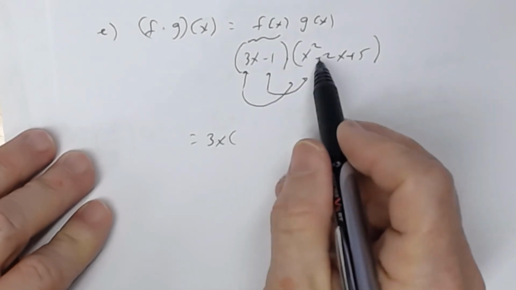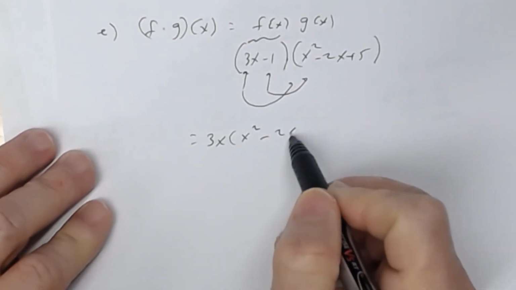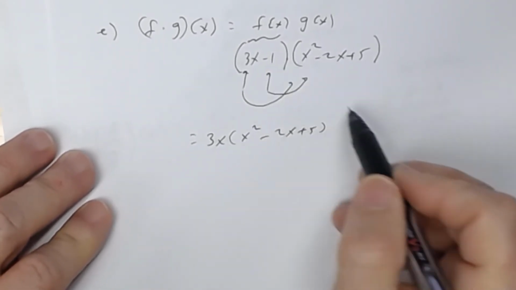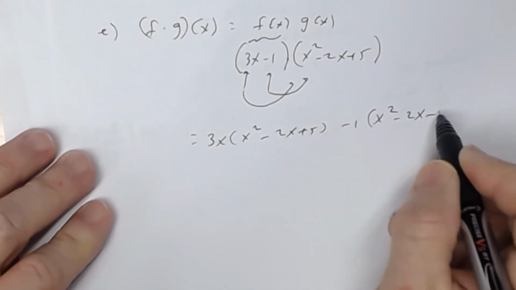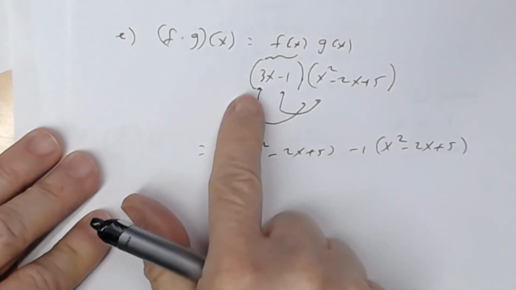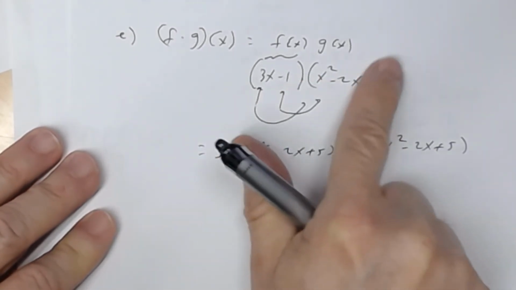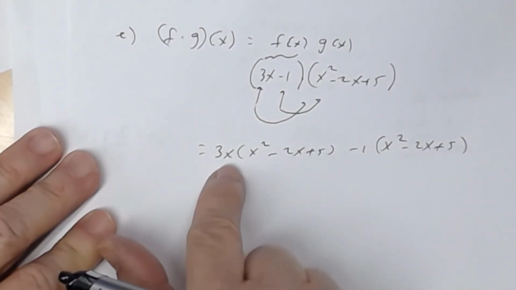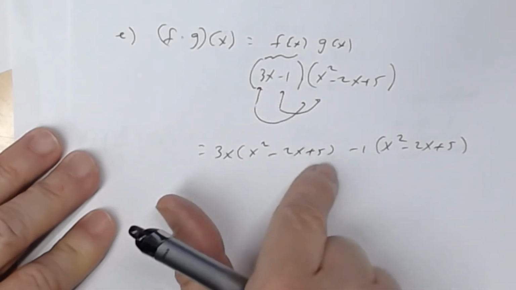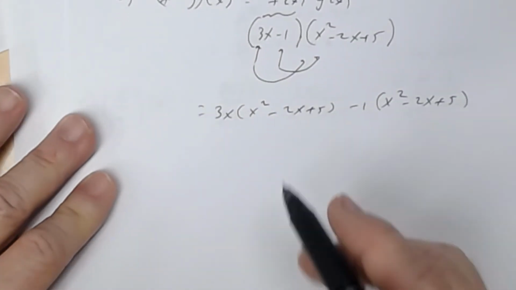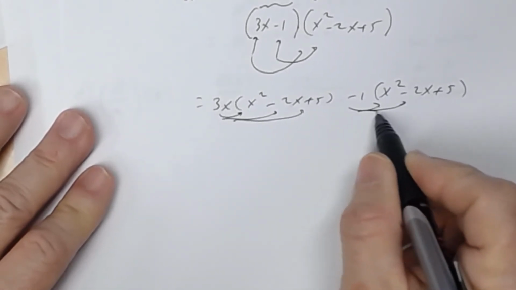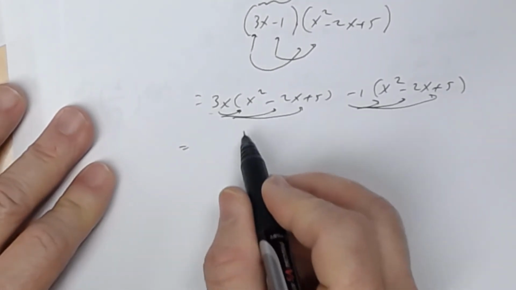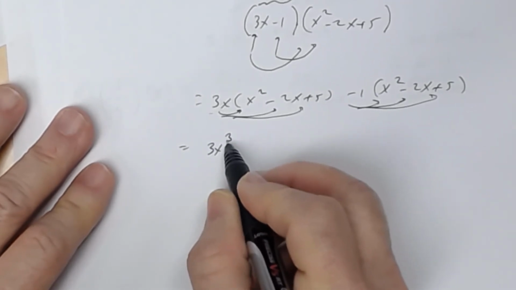So you're going to say 3x times this, minus 1 times this. Okay? So each term times a factor. So 3x times this, see how it looks, 3x times this, and then minus 1 times this. And then you distribute. That's all you do. Distribute. Distribute.